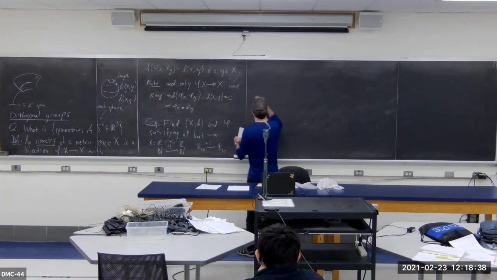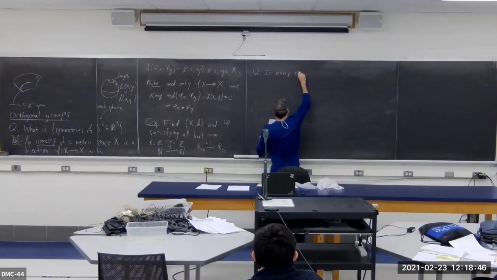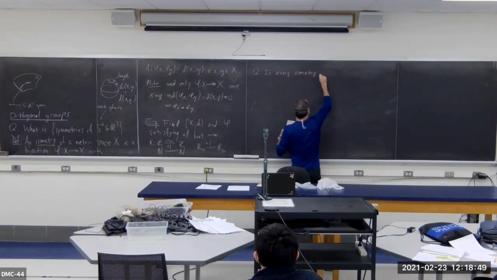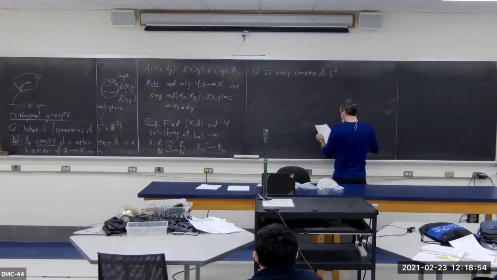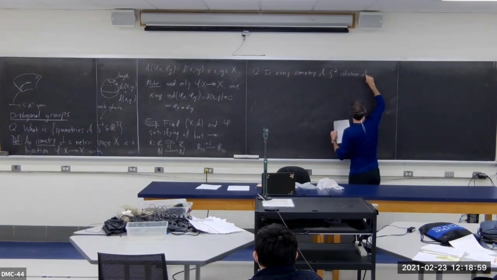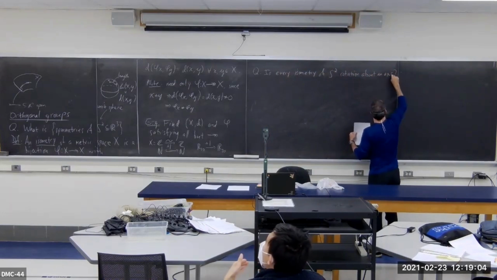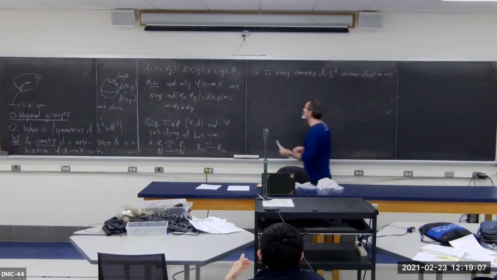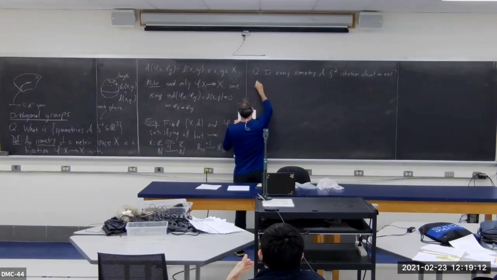So here's a question. Is every isometry of S2 a rotation about some axis? No, because you can reflect. The answer that comes immediately from Nicole is no. It was Nicole, right? Sorry, people just behind me, I couldn't see. So the answer here is no, reflection.